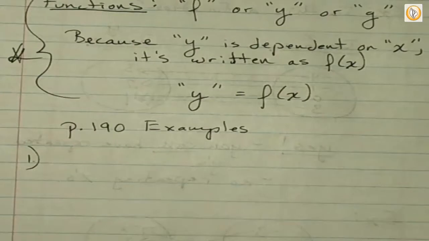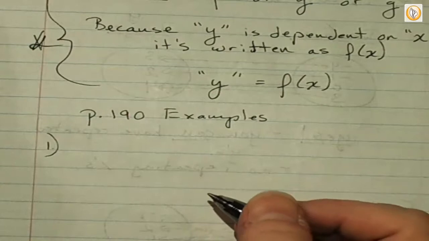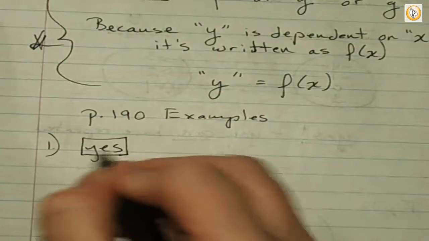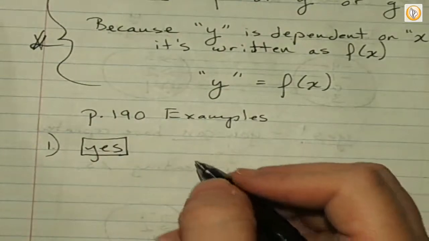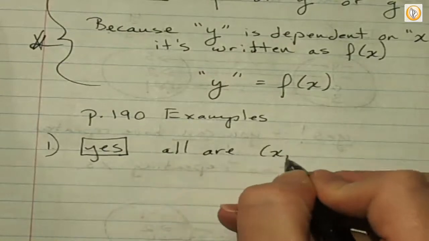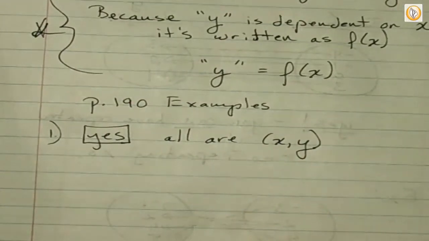Number 1 says state whether each set represents a relation. Basically, they're saying, is this a relation? So look at number 1. Michael, is number 1 a relation? Yeah. Why is it? Because they're all your typical X and Y. That's an easy question there, right?